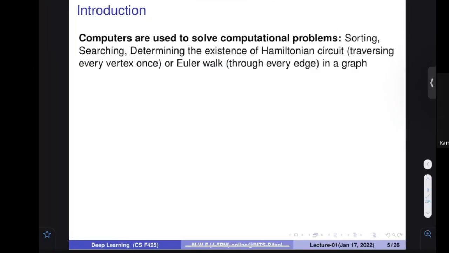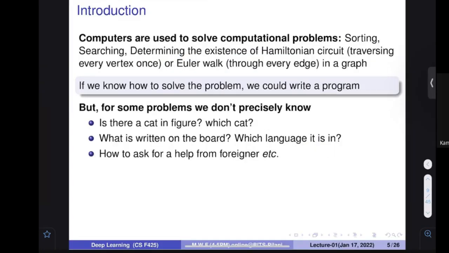You know that computers are used to solve multiple problems, as I mentioned over here, sorting and multiple things that we use the computer to solve. For example, sorting, determining the existence of a Hamiltonian circuit, and an Euler walk in a graph. So there are multiple things we want to do, but sometimes some problems come to us that are very difficult to define, and sometimes we don't know precisely how to solve them. For example, if I show you a figure and ask whether there is a cat inside it, which could be of a different kind, whether it is a brown cat or white cat, or what kind of cat it is.